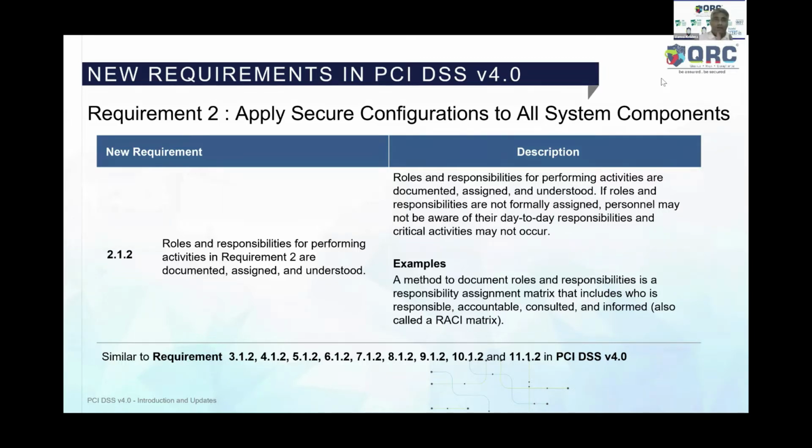But now in 4.0, roles and responsibilities for performing each activity are defined as per the requirements. Take the second requirement, for example, which talks about secure configuration of all system components. The organizations now define who is responsible for this activity. Earlier, it was only mentioned network security wise, and PCI compliance wise there was another control, like who the official PCI compliance officer is, mentioned in the 12th requirement. But now this is mentioned requirement by requirement.